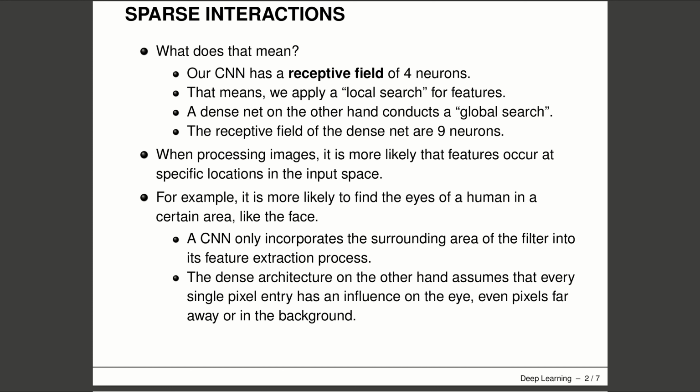Well, if I want to give an example, when we process images, it is more likely that a specific feature occurs at a specific location of our input. For example, if we have a face as an input where the eyes are in a specific location, CNN assumes, okay, this feature occurs in a specific location, therefore it does a local search. However, for the dense network, it's not like this, and it thinks every pixel has an influence on the location of the eye. Therefore, it does a global search.